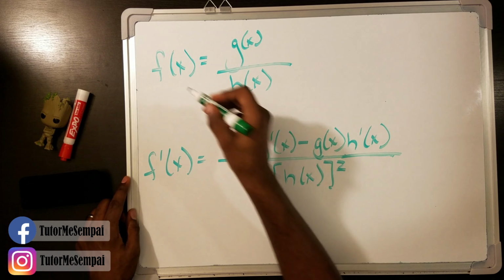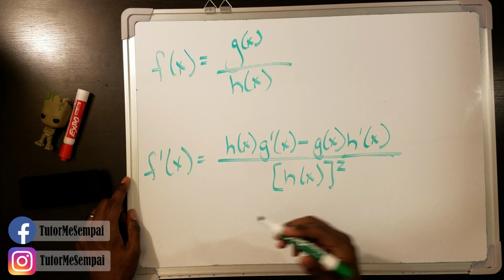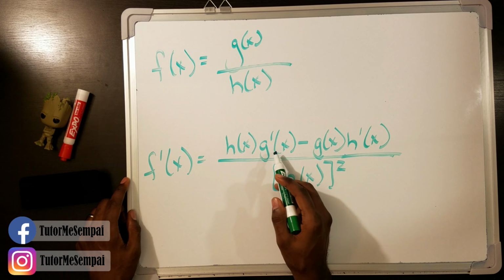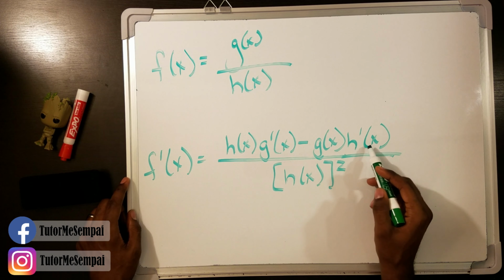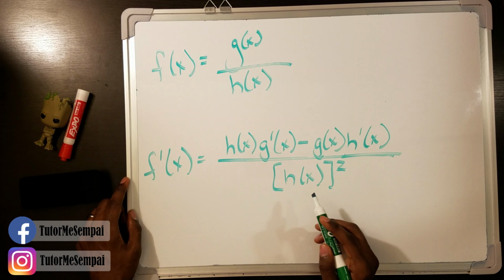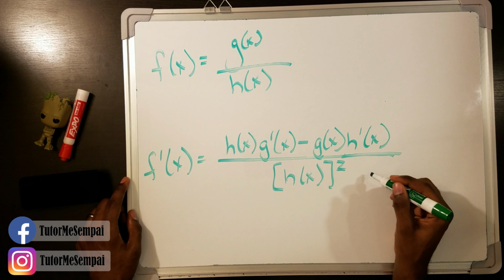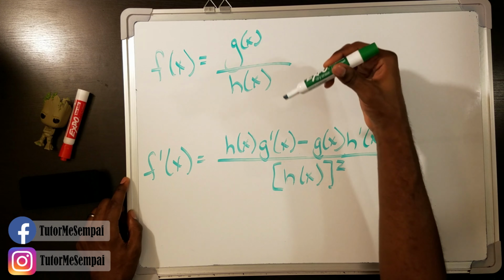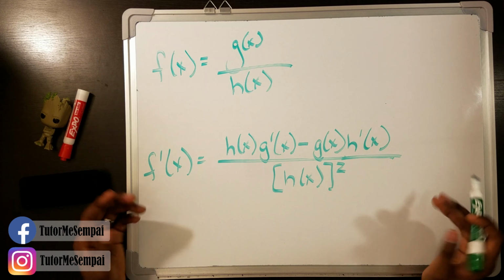So once again, finding the derivative of f of x, our f prime of x, according to the quotient rule, is going to be the denominator times the derivative of the numerator minus the numerator times the derivative of the denominator, all over the denominator squared. This is your quotient rule. If you can remember this, simply find your four parts, your g of x, your h of x, your g prime of x, and your h prime of x, and you can plug everything in and simplify.